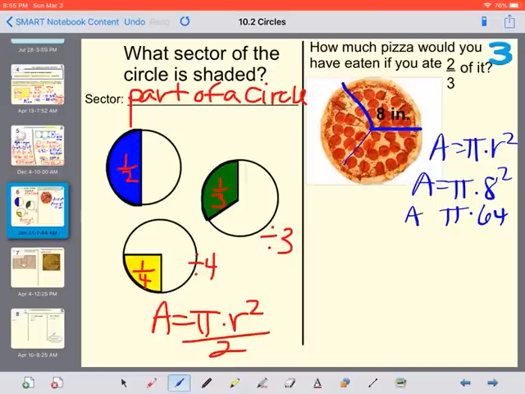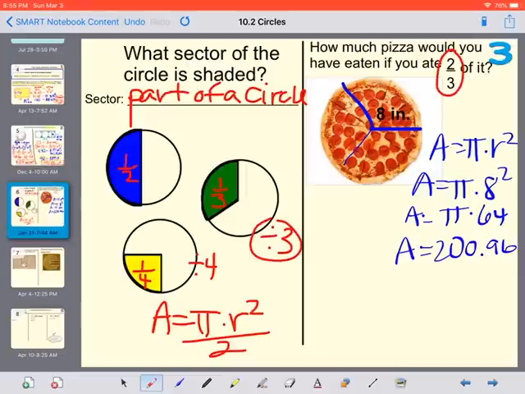And our area is 200.96. But that's the area of the entire circle. We only want 2/3 of it. So if we divided by 3, that would give us 1/3, and then we could multiply by 2. So there's 2 ways we could do this.